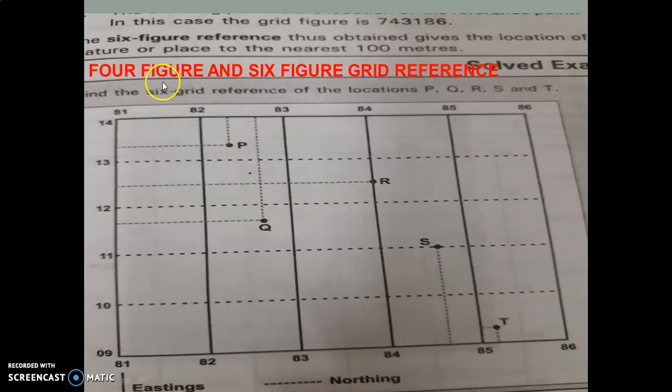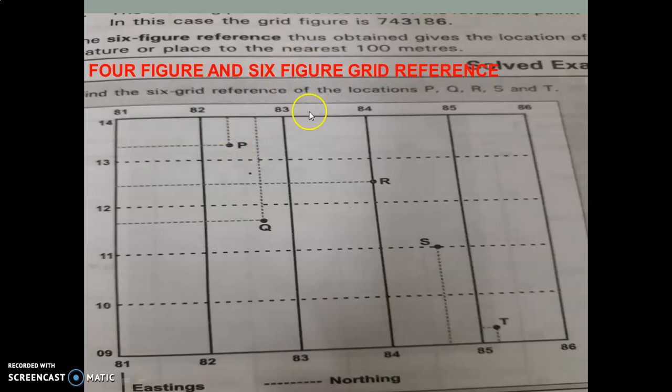We have to find out first the 4-figure grid reference of point P. This P symbol is indicated in this grid. So what is the 4-figure grid reference of this P symbol? We have to write easting first and northing last. So the west side easting line indicated with 82 will come first, and the northing line at the bottom of this symbol is indicated with 13. So the 4-figure grid reference of this P symbol is 82, 13.